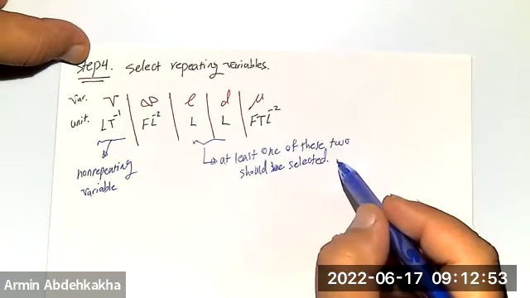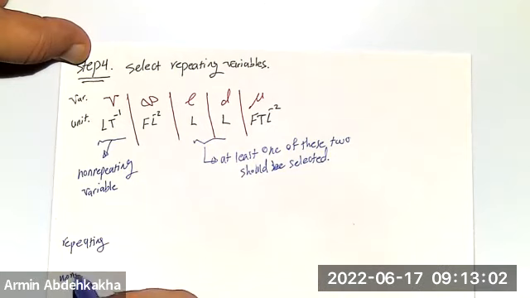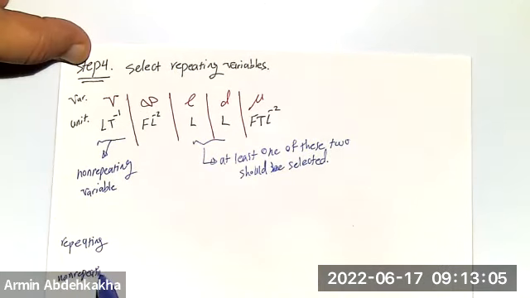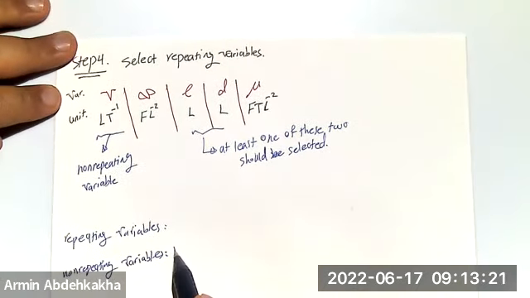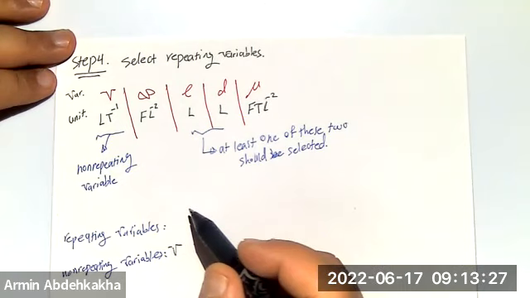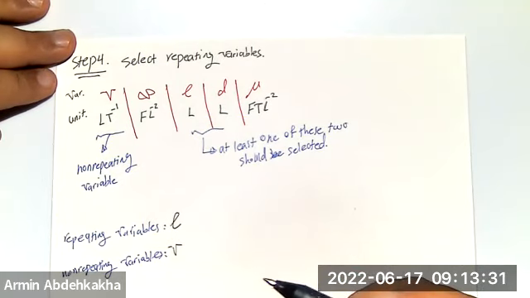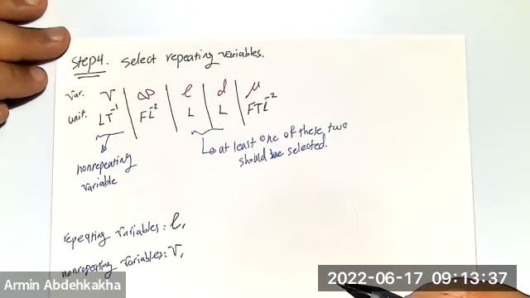Okay, perfect. So if I list here repeating variables and non-repeating variables, I know that for sure V should be in the non-repeating variables, and one of these two, for example L or D, I choose L. If you choose D, it's not wrong. Again, it's up to you, okay?